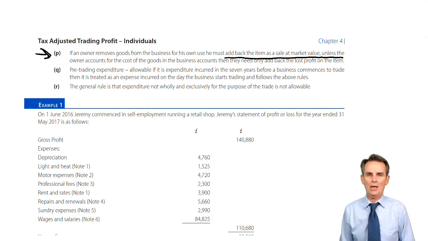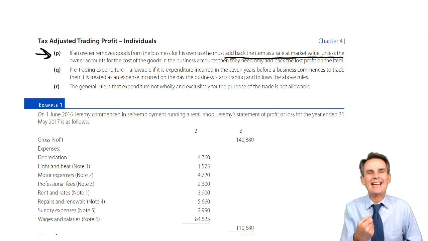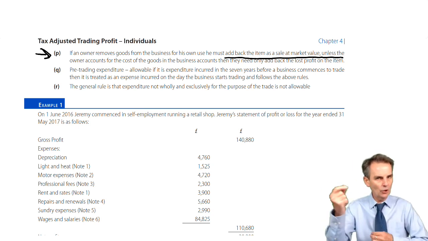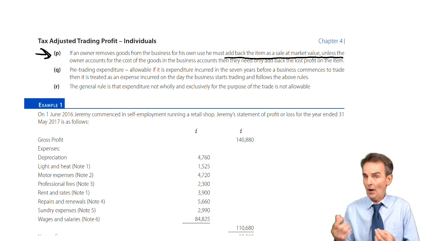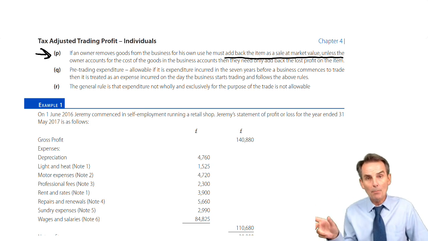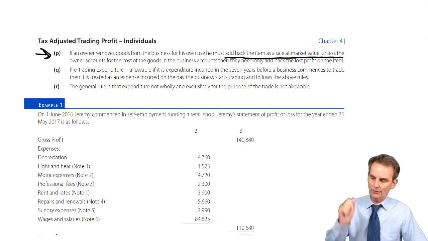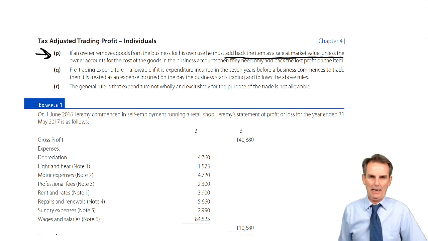Or if the question says, took the goods, cost 600, they're worth £1,000, but the accounts have been adjusted for the cost of the goods taken from stock, i.e. you've done the accounting entry to reverse that purchase cost. Fine for the accounts, not good enough for tax. We've now got to add the profit element. So the cost was 600, the sales value was £1,000, therefore add back £400.